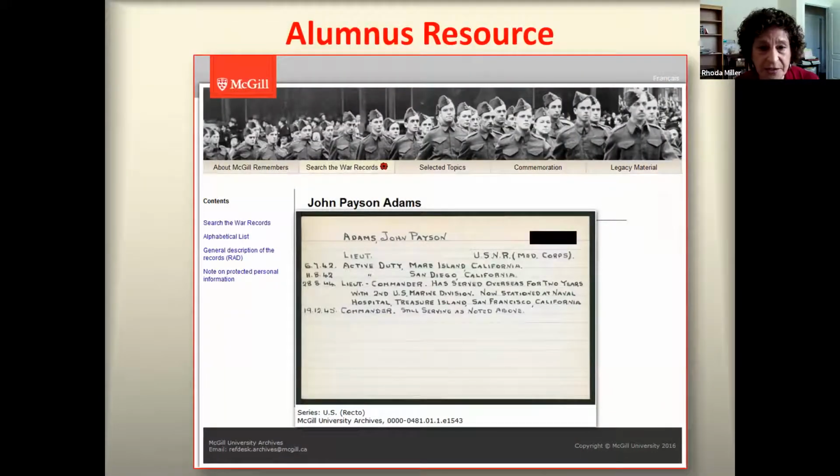Okay, and again, I just offer this to you as another resource. One of the articles said that he attended McGill University, that's in Canada, Montreal, and they have a very extensive alumni website, which again, if I was doing further research into John Payson Adams, I'd have all of this nice military information for him.